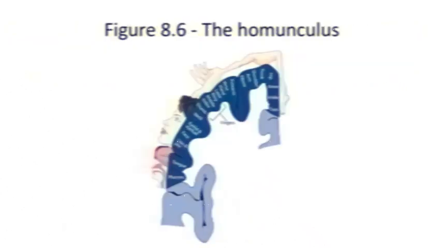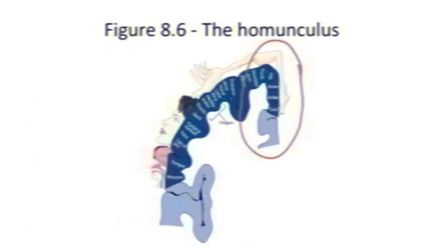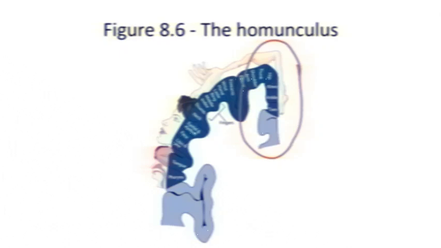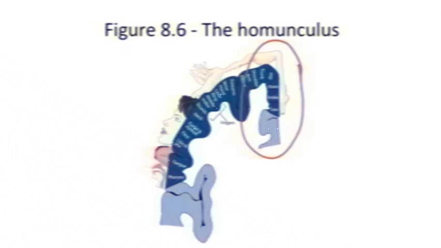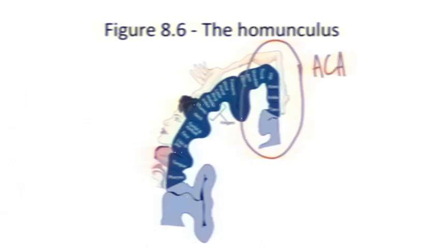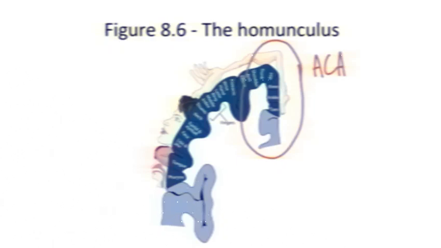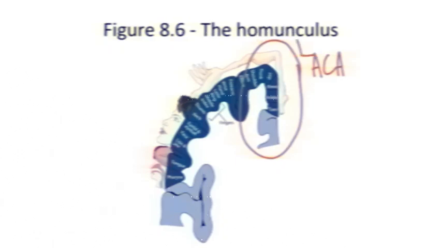From figure 8.6 of the homunculus, we can clearly see that our patient has damaged this region. This is because we know that the patient is experiencing paralysis of the lower extremity. Again, the medial portion of the precentral gyrus is supplied by the anterior cerebral artery, or ACA. Because this patient has right-sided paralysis, and we know that the corticospinal tract decussates, we can deduce that the left ACA must be affected.